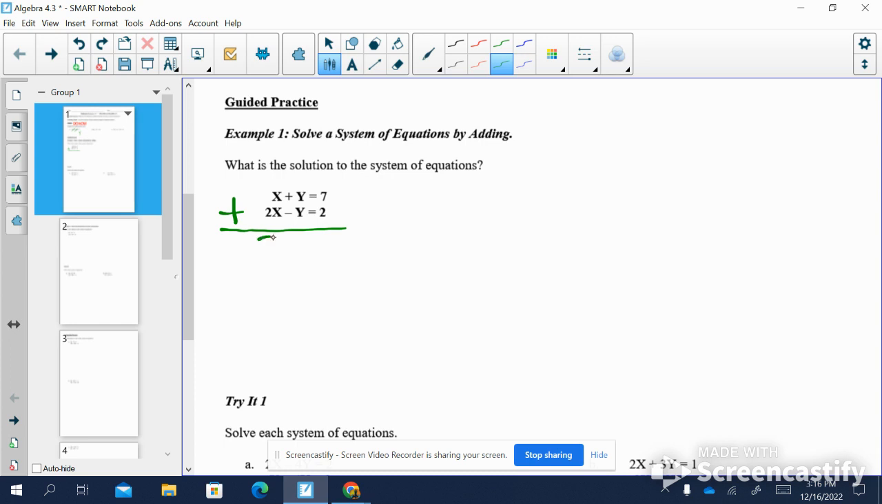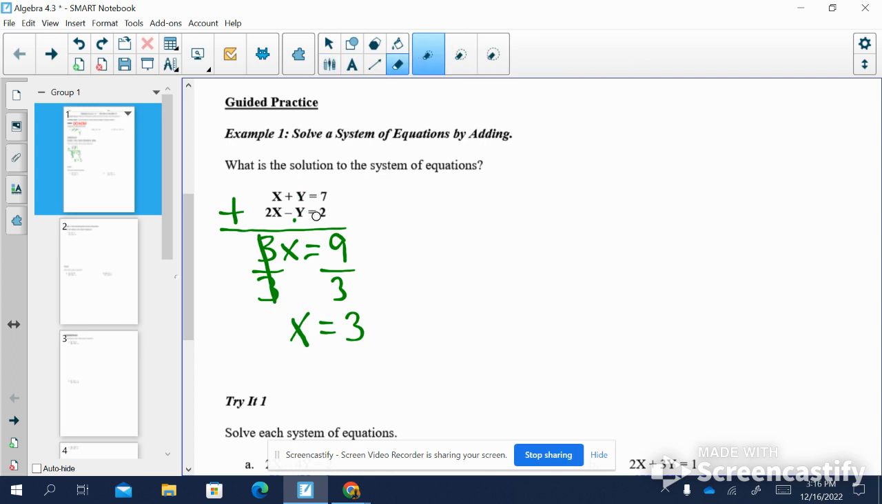X plus 2x is 3x's. Y plus negative y cancels, so we don't have any y's left. And bring down the equal sign. 7 plus 2 is 9. So by adding when they had opposite coefficients, I've eliminated y's. Now I can solve for x. I'm going to divide both sides by 3 to get the x by itself, and we're left with x equals 3.